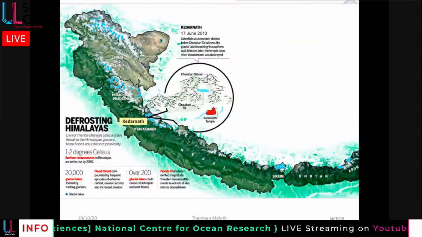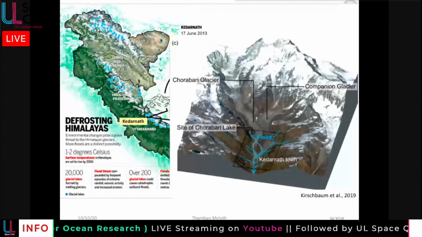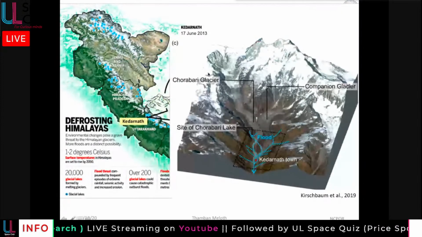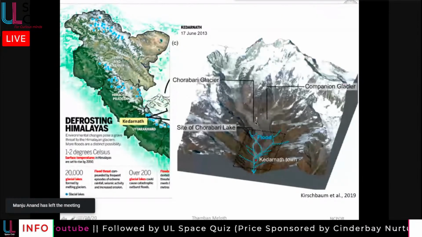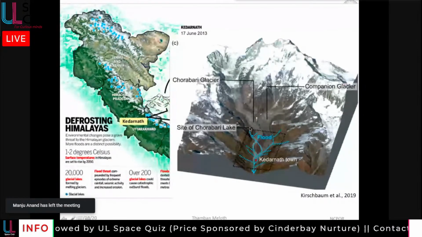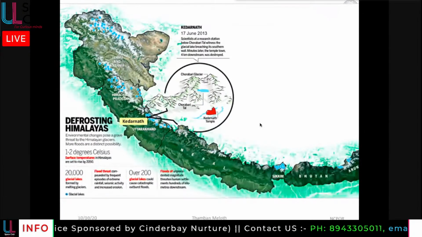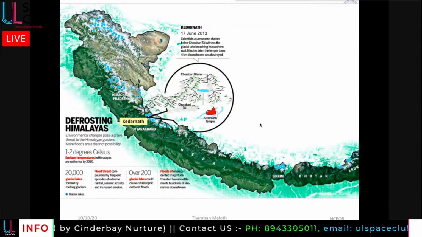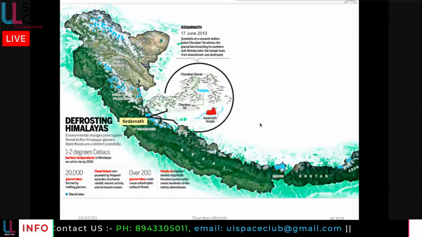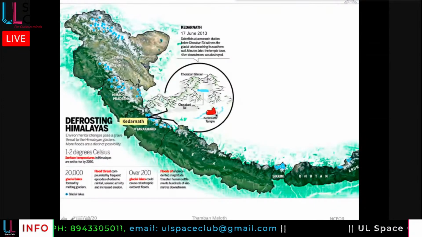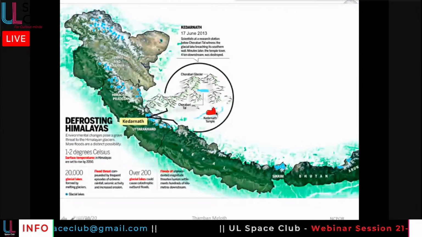For example, in the case of the Kedarnath temple tragedy in 2013, what happened on 17th June 2013? You must have seen there are basically two glaciers, the Chorabari glacier and its companion glacier. There's a small lake here, which, because of the very heavy rain, along with the very unsafe lake conditions, gave way, bringing a large amount of flood directly to the Kedarnath temple and the entire temple area, and a large number of lives were lost in that.